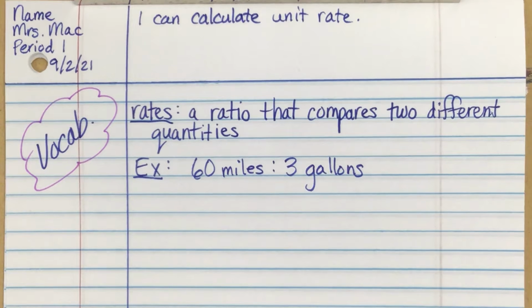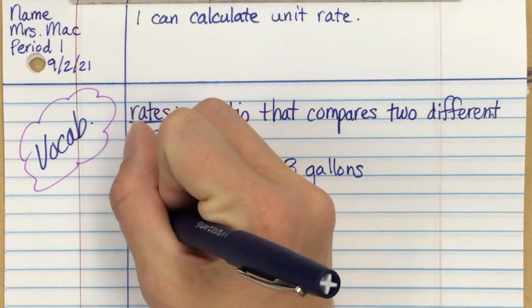Okay, we use rates all the time. Okay, she drove 100 miles in 2 hours, or she did 4 laps in 10 minutes, or you're using 2 cups of milk to 5 cups of flour. Okay, anything that can be compared. And what we're really going to be focusing on is unit rate today.